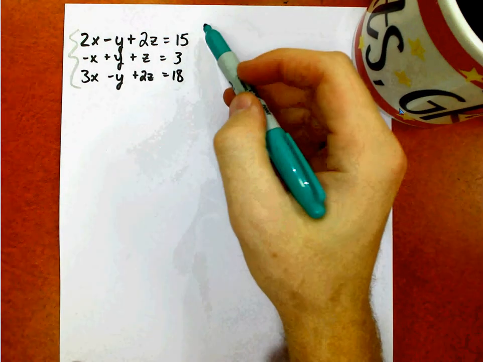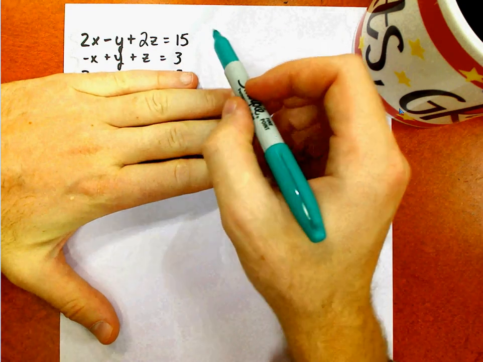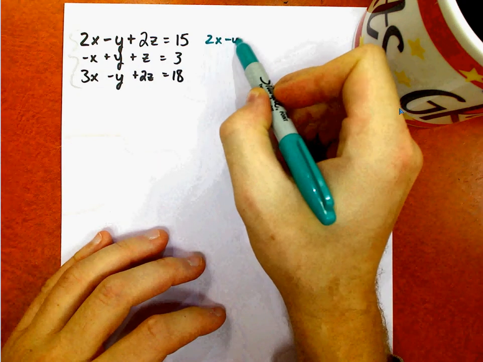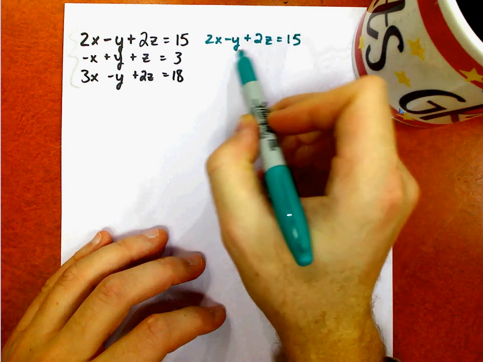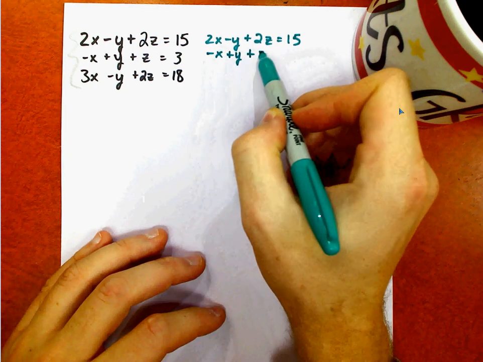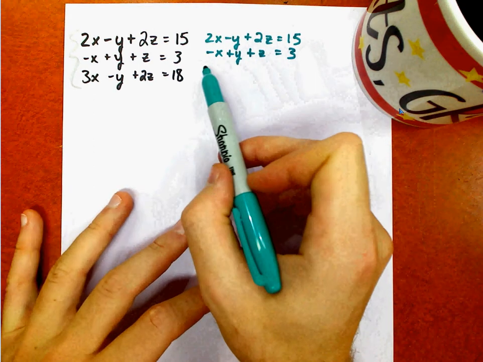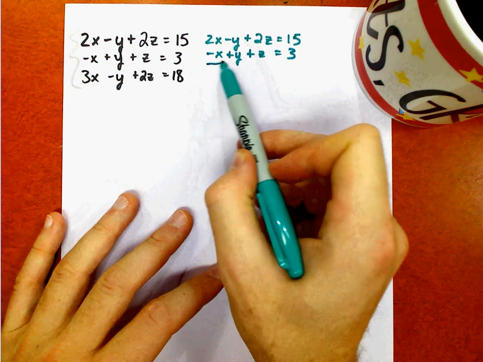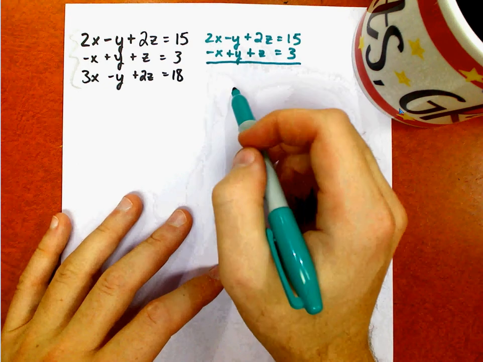So I'm going to start here by saying I'm just going to concentrate on 2 variables at one time. Let's just write it off to the side. I'm going to look at these first 2. So I'm just going to rewrite 2x minus y plus 2z equals 15, and negative x plus y plus z is equal to 3. And by using the elimination method, you'll notice that the y's will cancel out. I don't even have to do any multiplication whatsoever. The y's are just going to cancel out when I add, using this really sweet method.